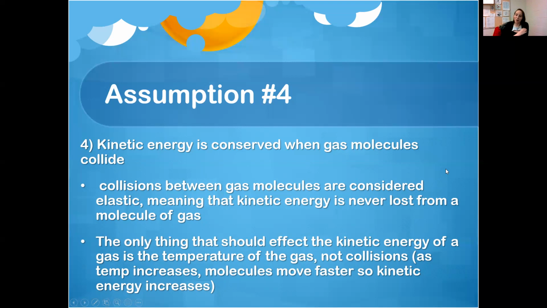If that's the case, the only thing that should affect the kinetic energy of the gas molecules is temperature, not collisions. So collisions do not change their kinetic energy, but temperature would. If you increase the temperature, you would also increase their kinetic energy.